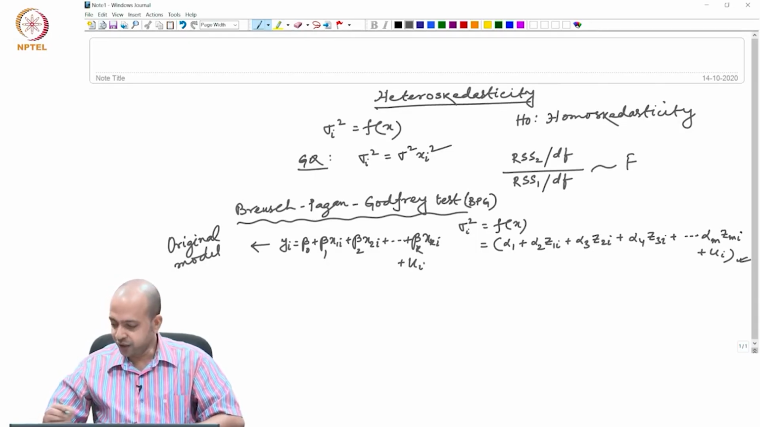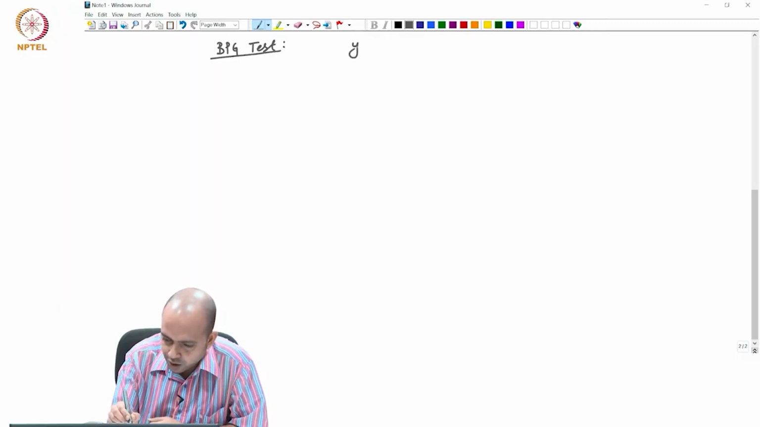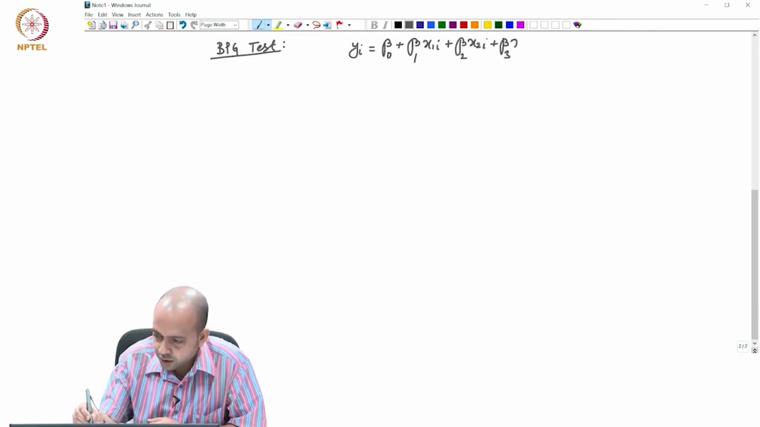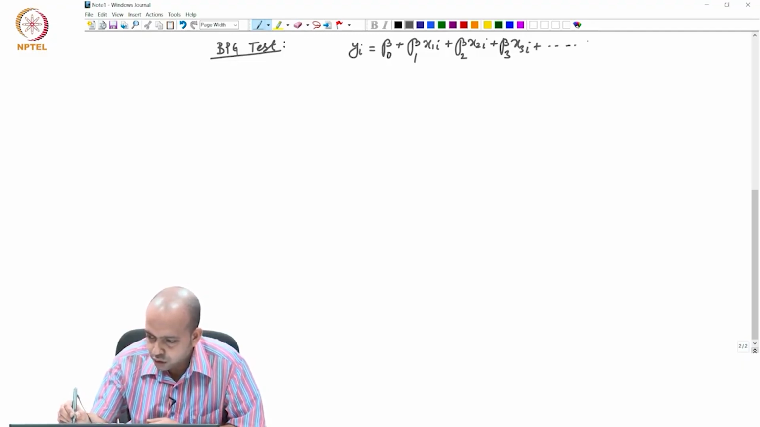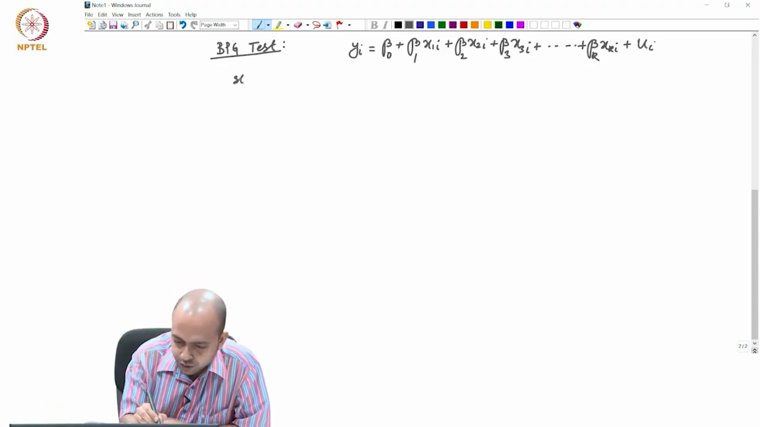In the Breusch-Pagan-Godfrey test, they have also given certain steps, and I will now discuss them. So, this is the BPG test. Step 1: your model is yi equals beta 0 plus beta 1 x1i plus beta 2 x2i plus beta 3 x3i plus up to beta k xki, plus ui. This is your model, and what is your step 1?